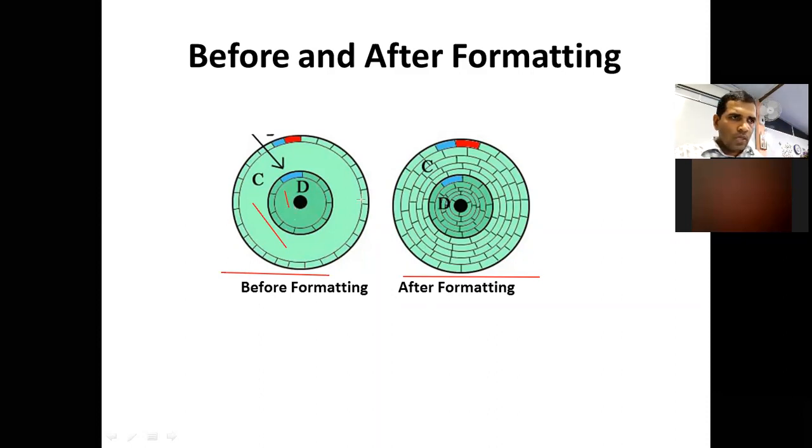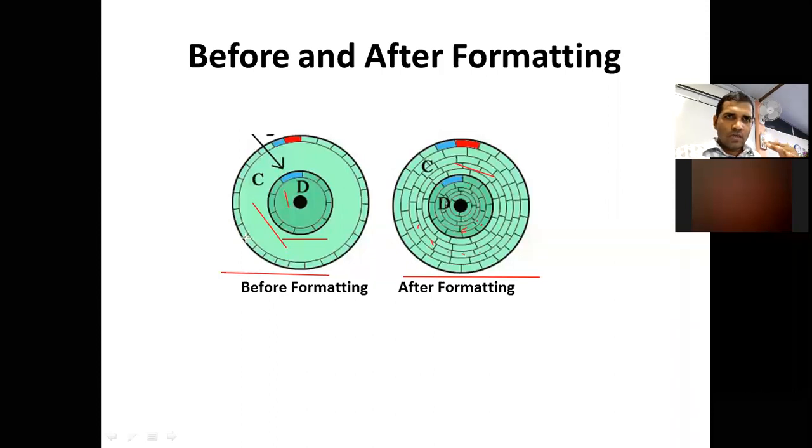So look here, once it is formatted, you have small areas like this. Even inside of D, look at them. In D, you have so many areas. If your hard disk is in this kind of state, definitely it allows the data. But if it is a plain disk, it never allows the data. So formatting is very important because it is an action for preparing your hard disk to store the data.